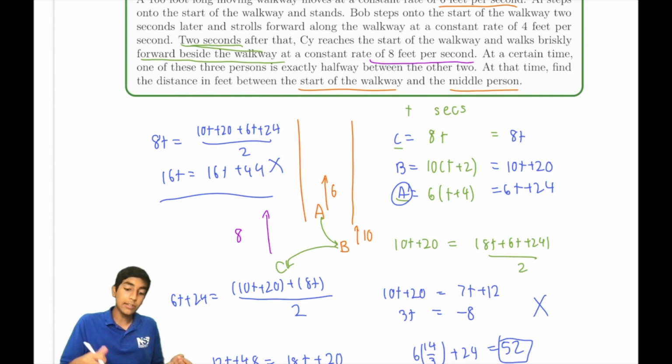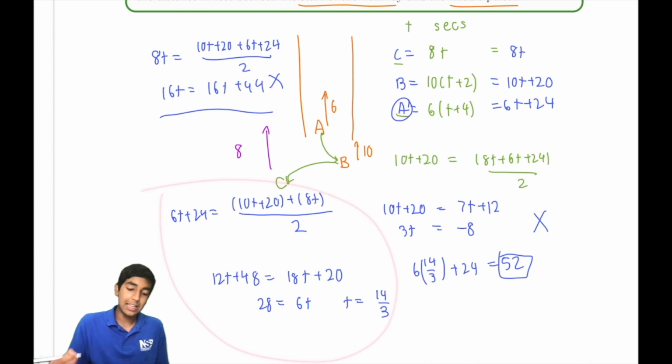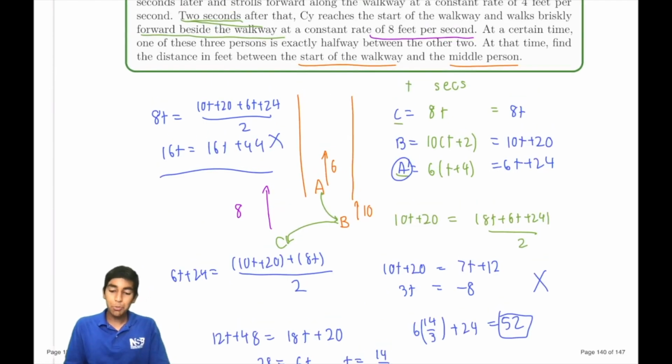And then we just looked at the three cases. Only one of them was actually sensible. The other ones had things like t is negative or t is undefined. So we were left with one answer. And that is it. Cool problem.